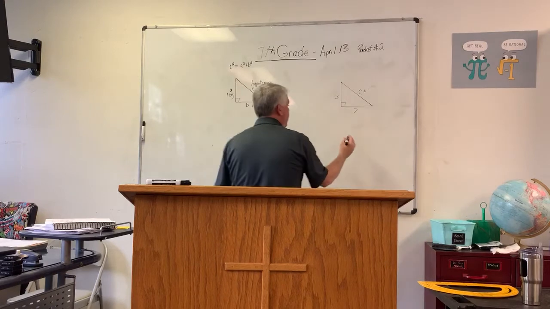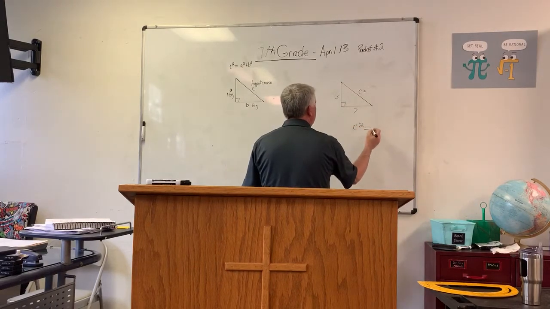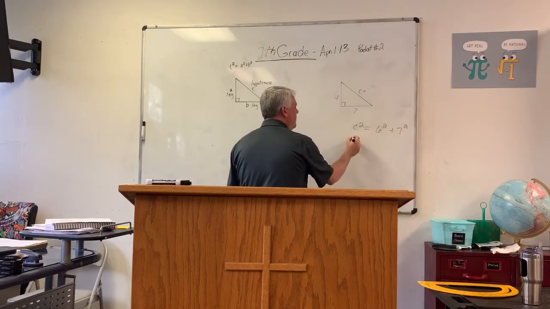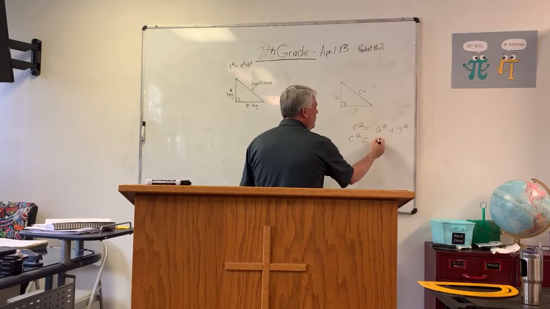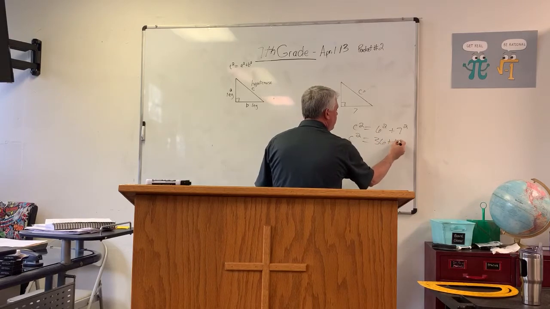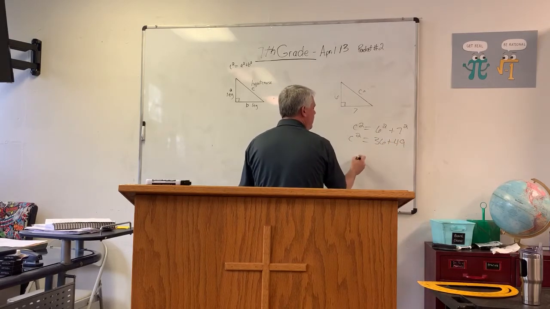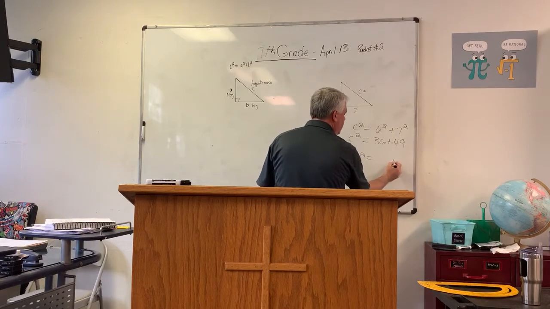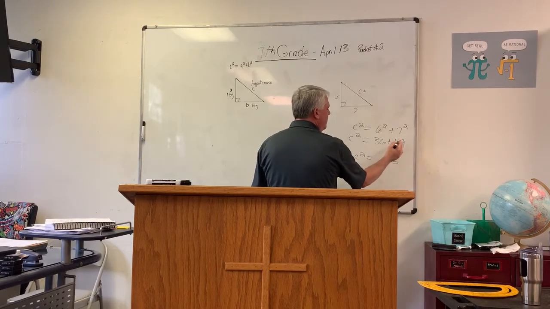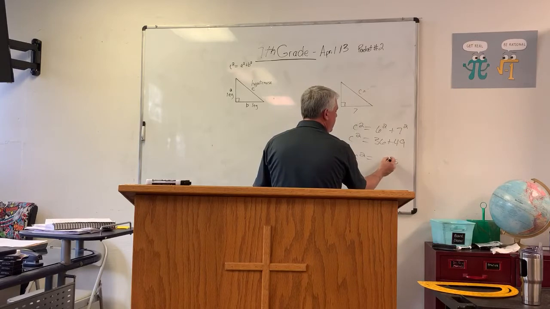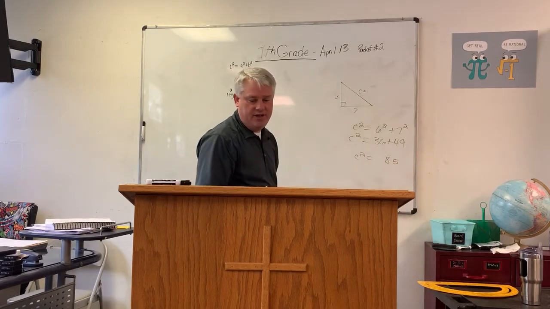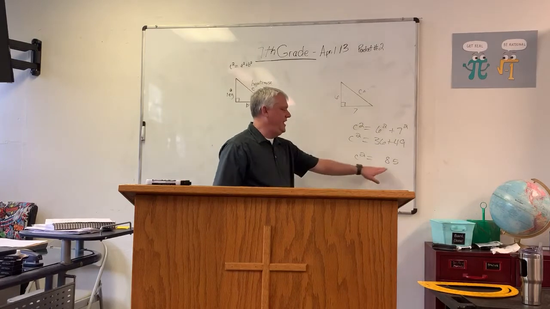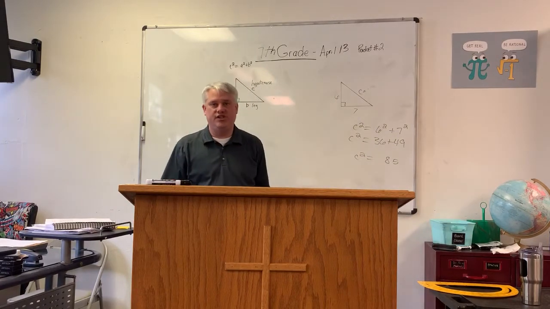So I'm going to plug these in. C squared equals 6 squared plus 7 squared. So C squared equals 36 plus 49. Okay, and then I'm going to come one more step as I add these together. 6 and 9 is 15 there, and that would be 85. So we have C squared equal to 85. 85 is not a perfect square.